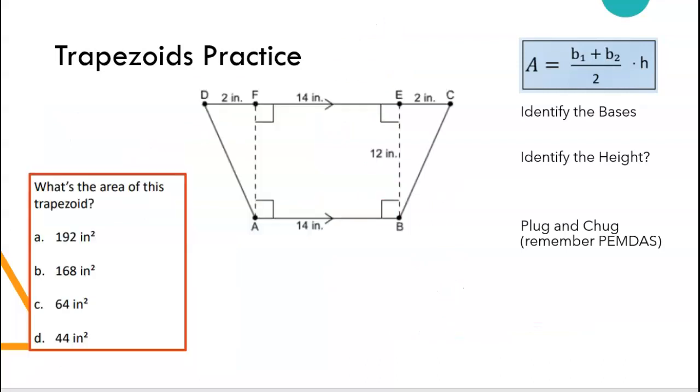Alright, here's one to do on your own. Whoa, look at all that stuff! Oh, you're going to have to do some work here. Let's see. This is going to be base 1. This is going to be your height. How do you figure out base 2? Well, base 2 goes from point D all the way to point C. And we have 2, 14, and 2 marked there. What are you going to have to do? This is all base 2.